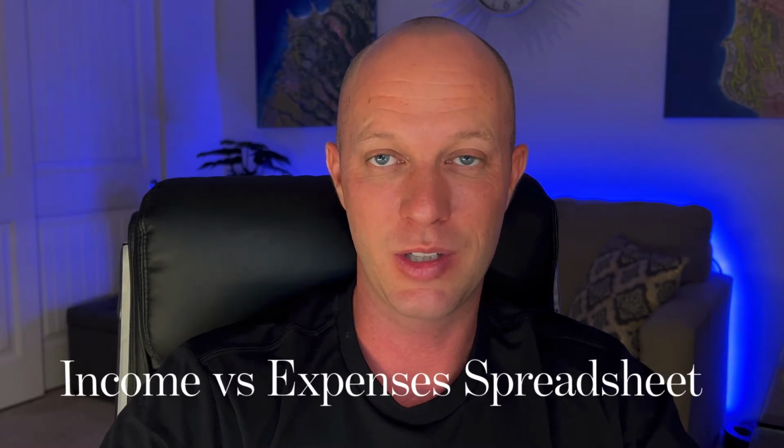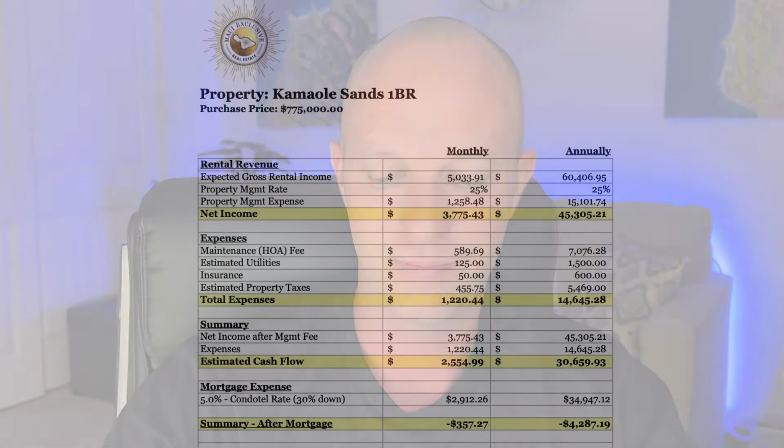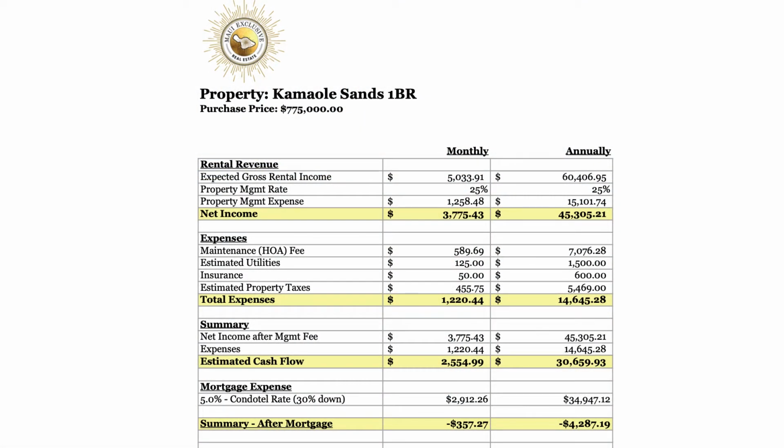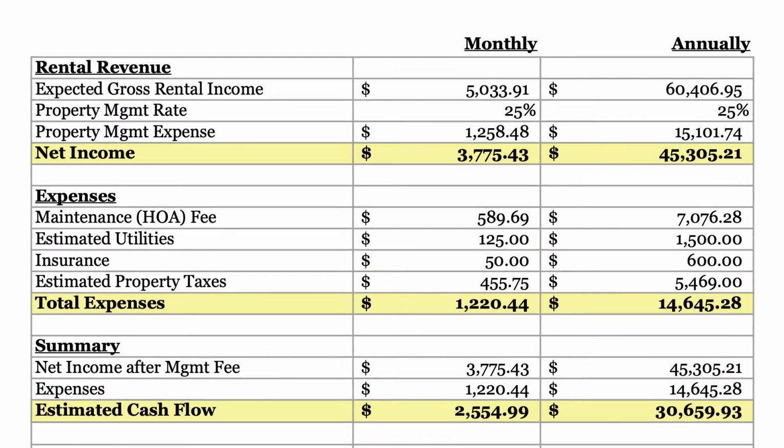Okay, so now that we calculated the potential gross rental income for an entire year on a Maui Sands one bedroom, we need to plug in the expenses to figure out what the potential profit might be. This is where I'd like to introduce my income and expense spreadsheet that I use to make these calculations. Let's take a look. For this example, we're going to assume a purchase price of $775,000. Let's go through each one of these line items so you have a full understanding of what we're looking at.